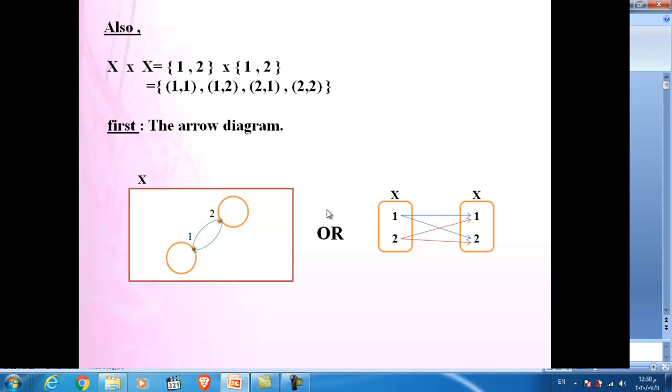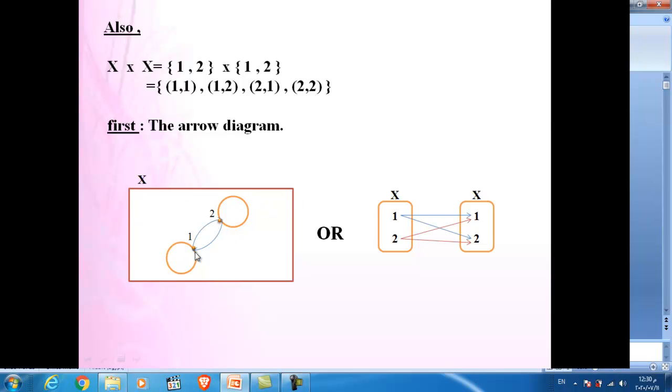If we want to get X times X, you know that X times X equals (1,1), (1,2), (2,1), (2,2). We can represent it by an arrow diagram as in this figure. We write X two times, or we write X twice, {1, 2} and {1, 2}. Then we will represent arrows going from X to X, or we can represent it as in this figure.